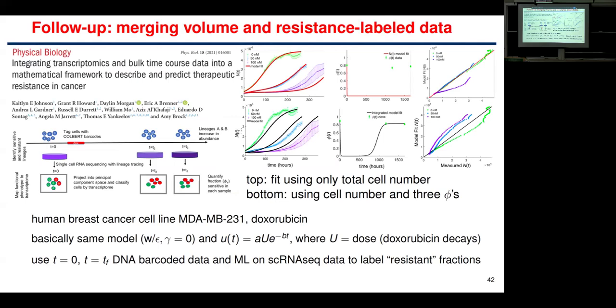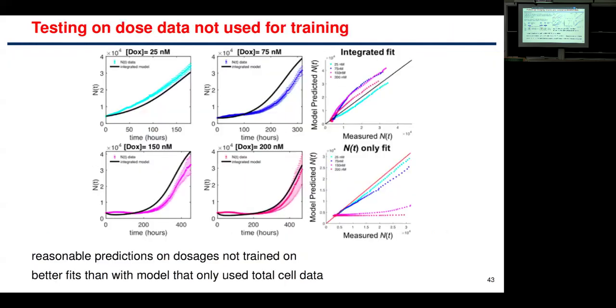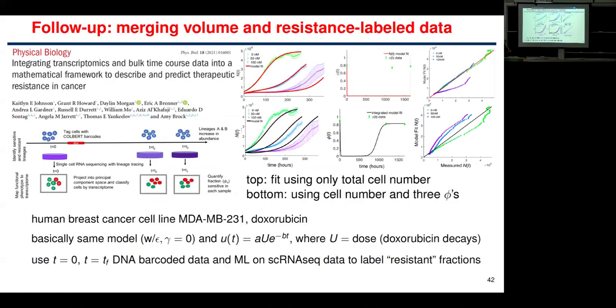I'm not going to go through the details. A lot of machine learning goes in to decide what you get, and I can explain it offline, not right now. But the bottom line is, you get some fits. You do this DNA barcoding experiment, and you predict. In some sense, you decide what is the total amount of sensitive and resistant cells that you have.